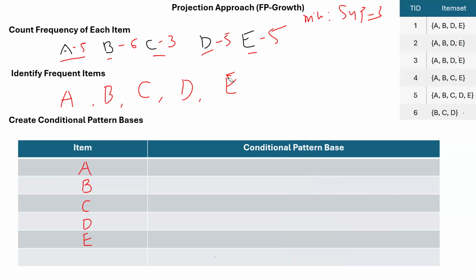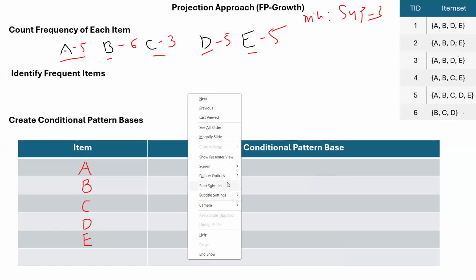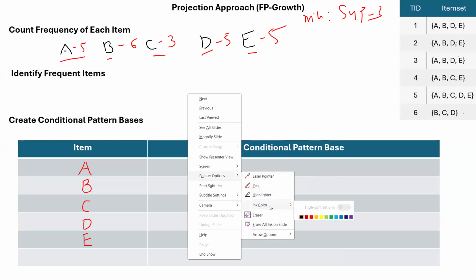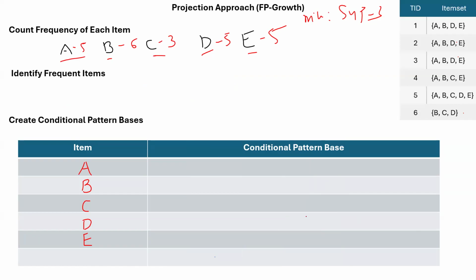So right now everything is frequent, so I'm going to erase everything. Now the next step would be to rearrange the order of these transactions. Rearrange the order of the transactions. That is what we are going to do now.